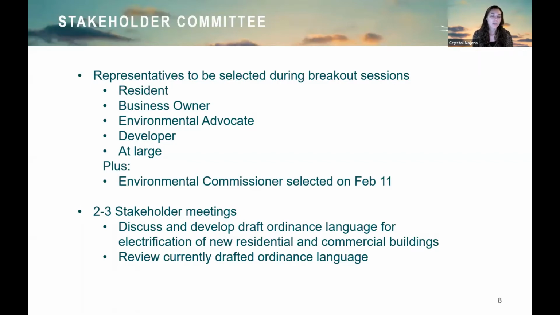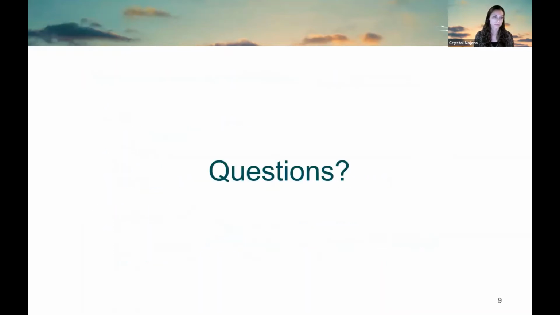And then additionally, like I mentioned, there will be an environmental commissioner that was selected on February 11th. That's Christian Adams, and he'll be participating in the stakeholder group as well. And the stakeholder committee will have 2 to 3 meetings. We're hoping just 2, but we might need to expand it to 3 depending on how things go. And again, the 2 goals there, which I already mentioned, is to discuss and develop the draft ordinance language for building electrification, and then review the existing already drafted language and provide input and feedback for that language as well.